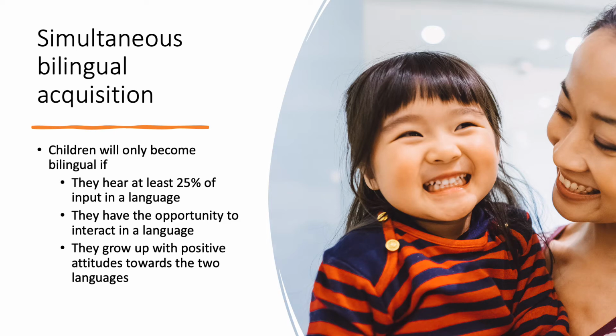And finally, the community attitudes towards the child's languages are also important. If one of the languages that the child speaks is perceived as lower status, then the child might actually, during the course of development, stop using it. This sometimes happens in immigrant contexts where children might be encouraged to stop speaking their family language and aspire to be like monolingual native speakers.